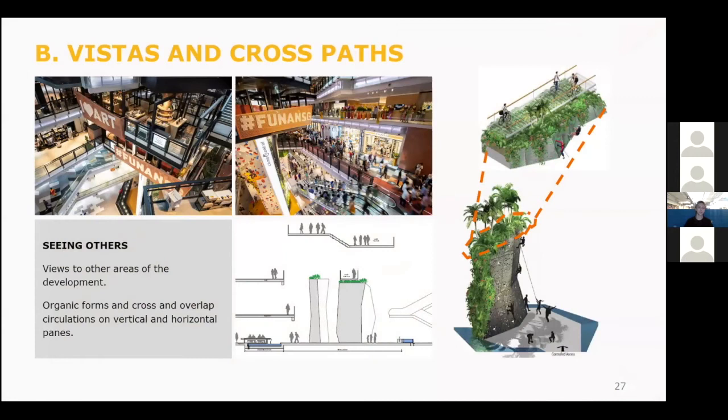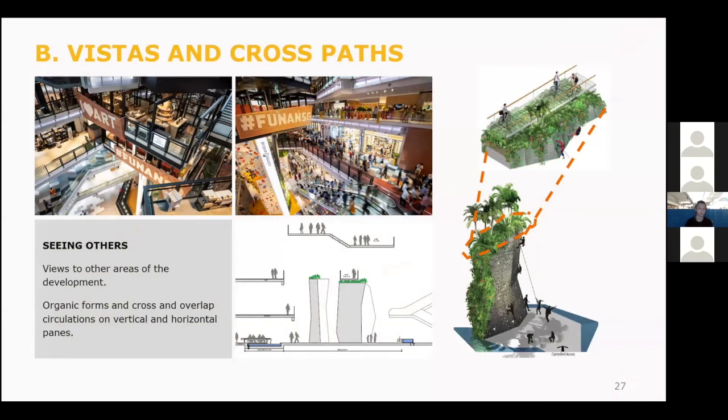The next idea is seeing others. And this is done through a curation of vistas and cross paths. I don't know if any of you have explored Singapore during the circuit breaker and been into the malls, if you could. It is rather creepy to see large architecture with very few people around. So in the retail space, we did try to create a sense of organic forms where people could see each other. The hustle and bustle of the mall needs to be captured in the retail design. And that was something that we tried to do.